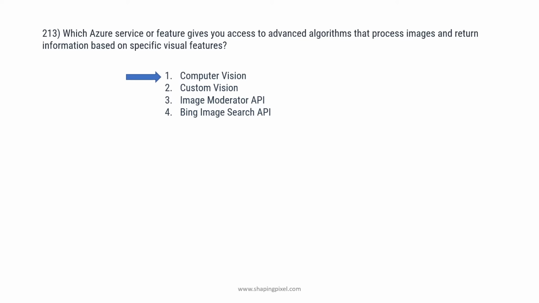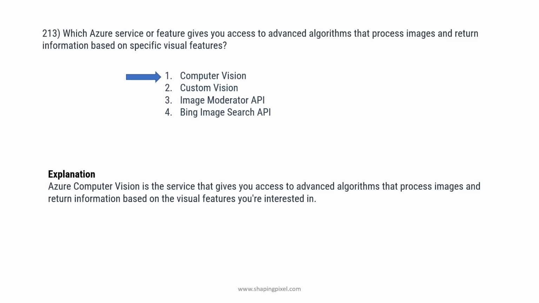So the right answer is option 1, Computer Vision. Azure Computer Vision is a service that gives you access to advanced algorithms that process images and return information based on the visual features you are interested in.